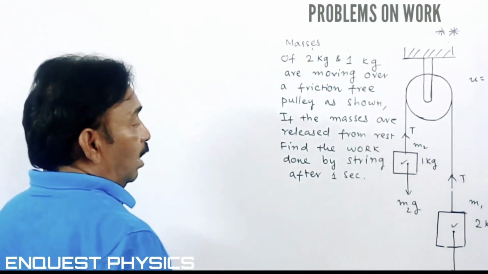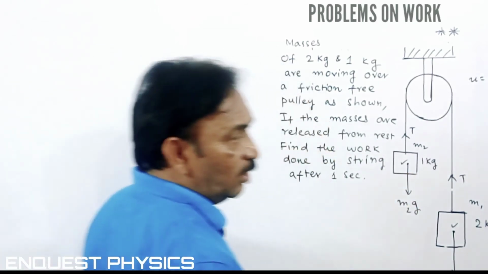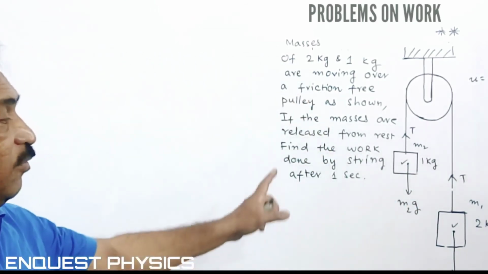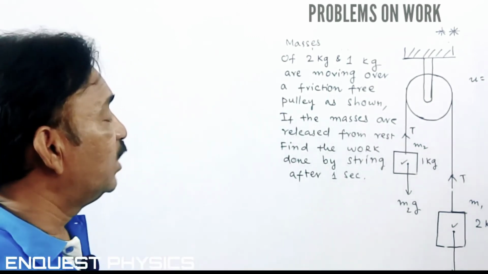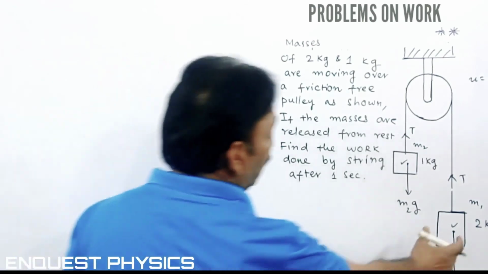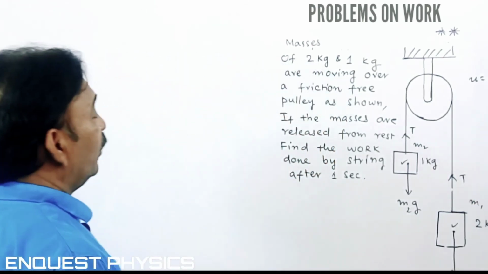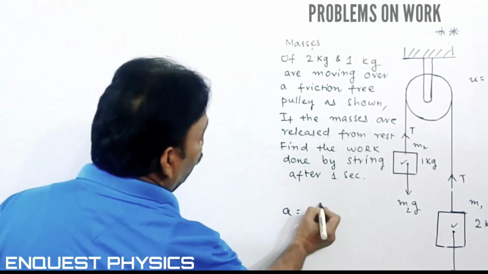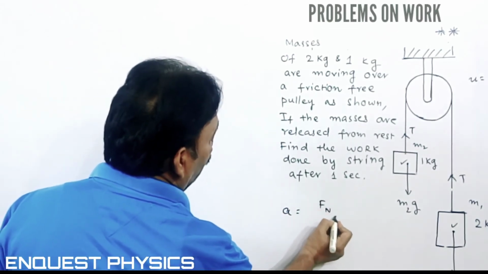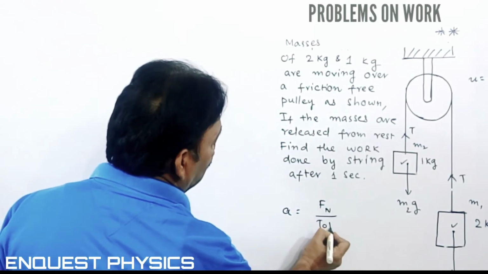Okay, first we have to find out the acceleration of the system, then after we have to find the tension in the string, students. If you go conventionally, we will get the acceleration easily, students. Acceleration can be had as net force by total mass. You know this.